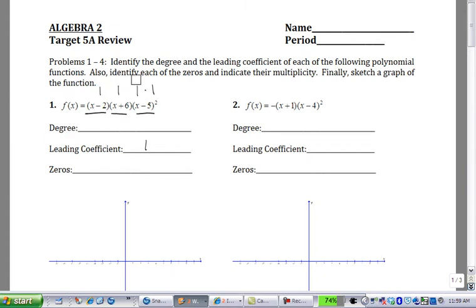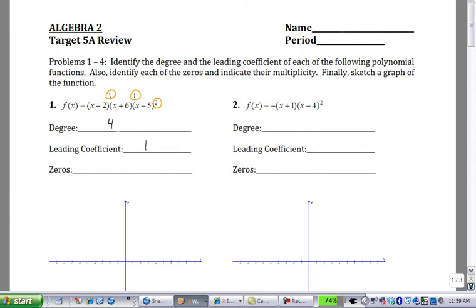The degree of this polynomial, well, in factored form, you can just add up all these numbers here. So you have 2 plus 1 plus 1. So this is a 4th degree polynomial. If you multiplied that all out, it would be pretty painstaking, but that would be a 4th degree polynomial.